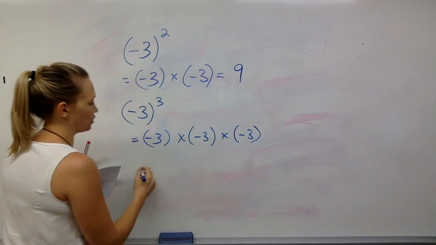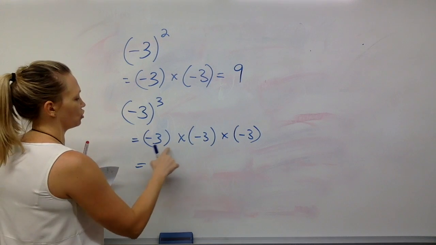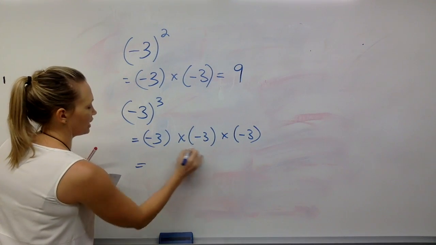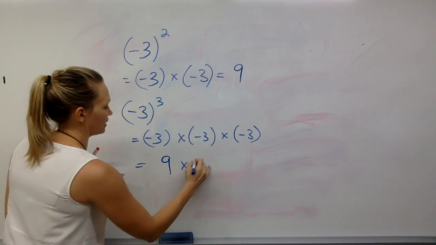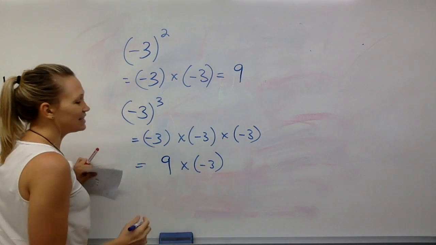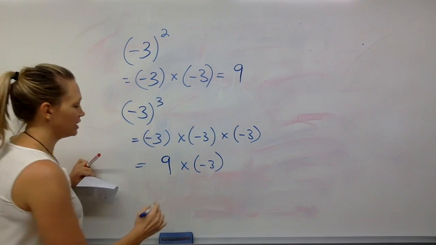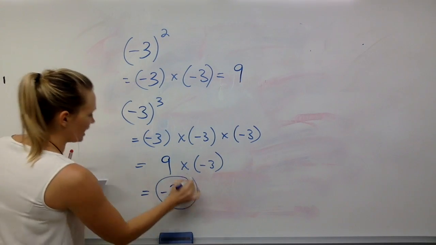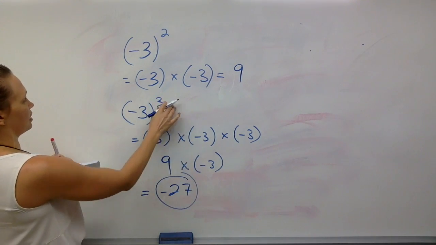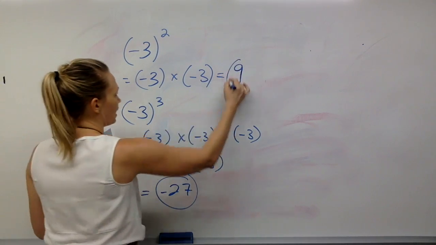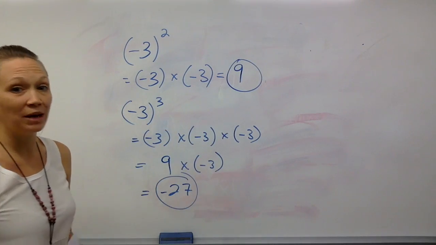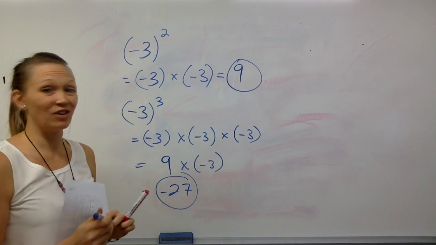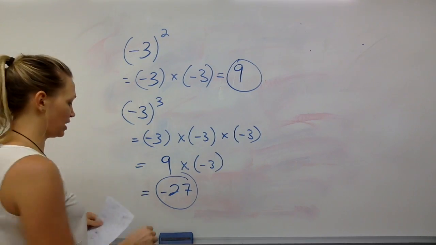So that's a similar situation to what I just said. The first two, -3 times -3, is a positive 9. Now, positive 9 times -3 is going to give me a -27. So in this case, my answer is negative. In the squared case, my answer was positive. So it just depends how many times you're multiplying those negatives. It alternates back and forth in your answer.